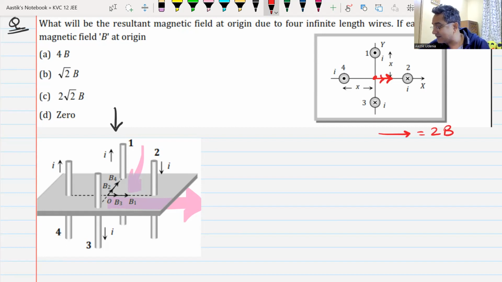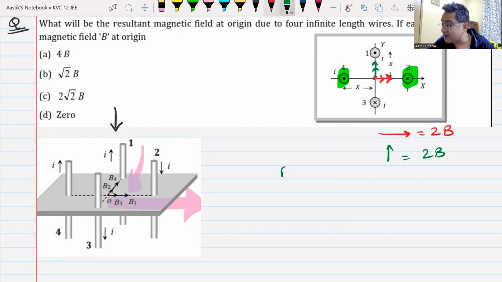Do we understand this? Yes, sir. Then what remains? Nothing remains. The green wires, in which direction are they going to produce field? So this field also becomes 2B. The problem is one field is along the x-axis, the other two fields are along the y-axis.